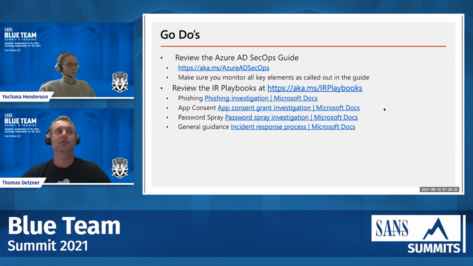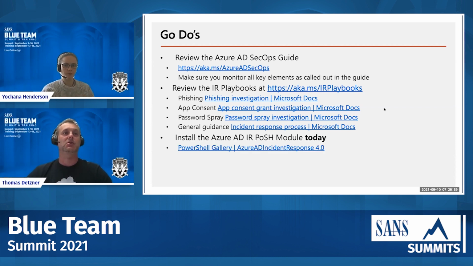The next thing, if you haven't seen them already, have a look at the IR playbooks, aka.ms/IRplaybooks. We have created guidance for three main scenarios: phishing, app consent, and password spray, as well as general guidance on an incident response process. How we see things have changed when it comes to cloud IR is also reflected in the general guidance changes. And we also created a completely new PowerShell module. If you haven't seen it, please download it today. Here's a link to the PowerShell gallery, Azure AD Incident Response, which will also help automate the investigation in the cloud.